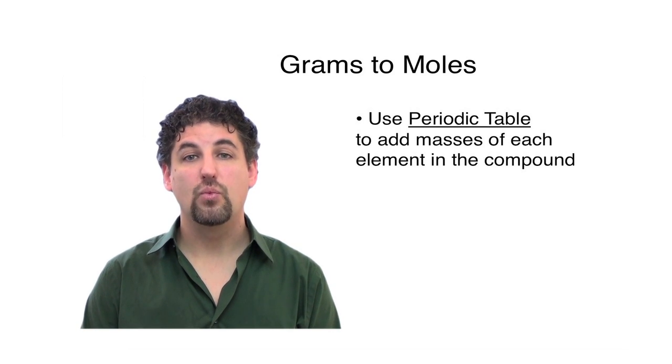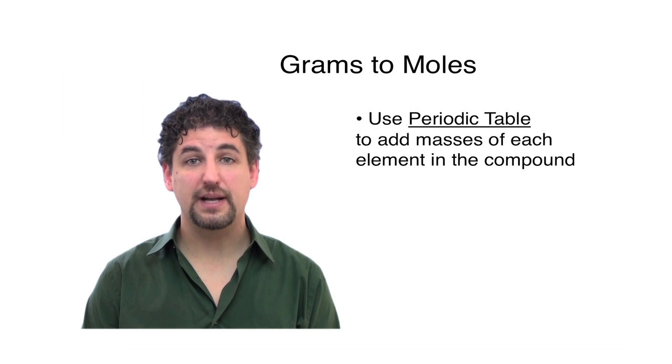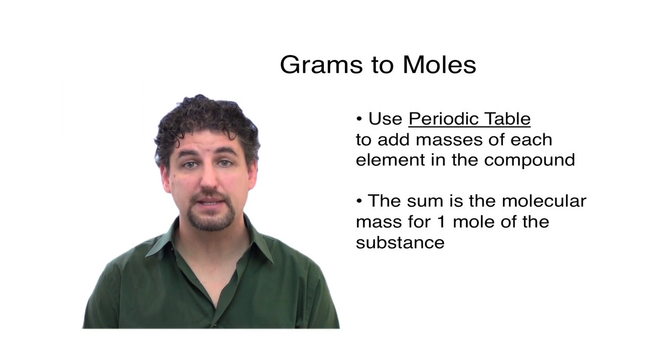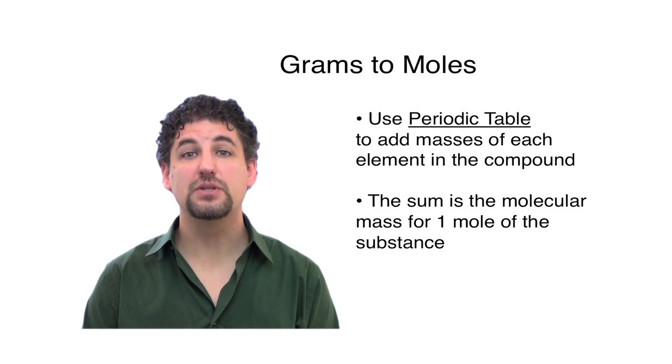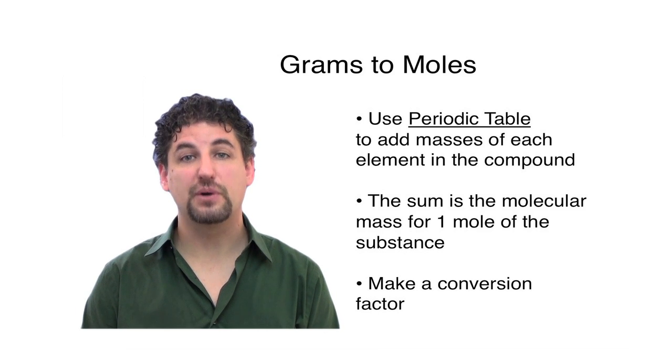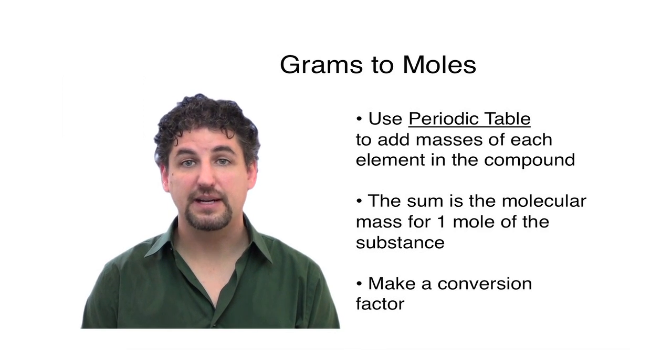All right, now, when you add up the masses of the individual elements for your substance, you're basically figuring out how many grams there are for 1 mole of that substance. That's what the periodic table is used for. Okay? And from that, you can make a conversion factor that allows you to go from grams to moles. All right? So pretty simple, pretty basic.